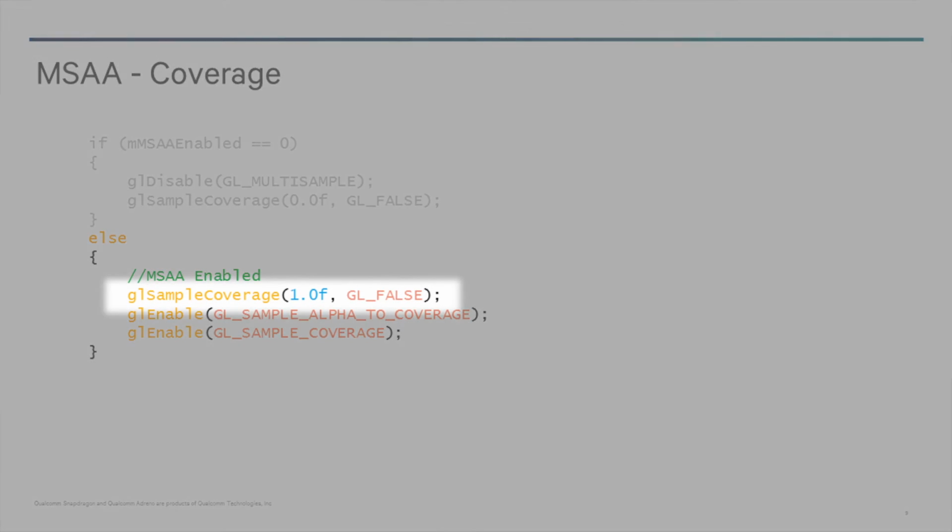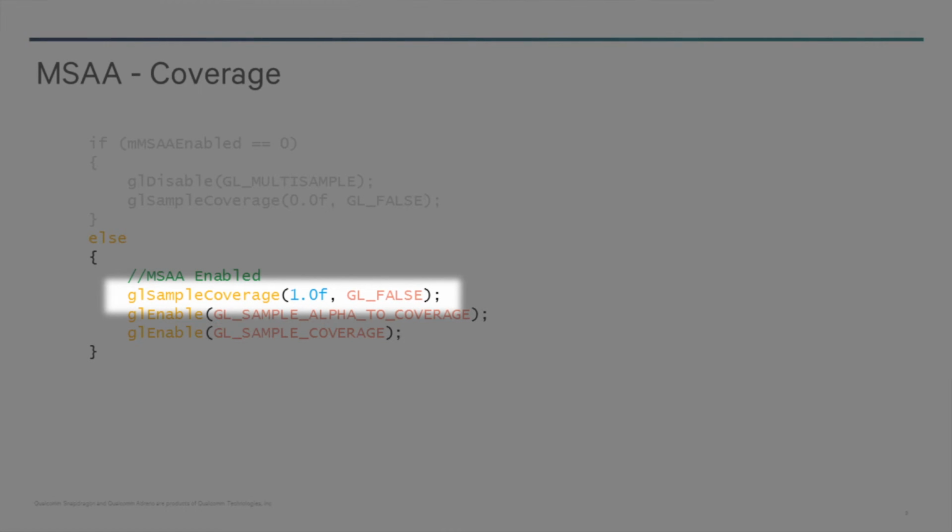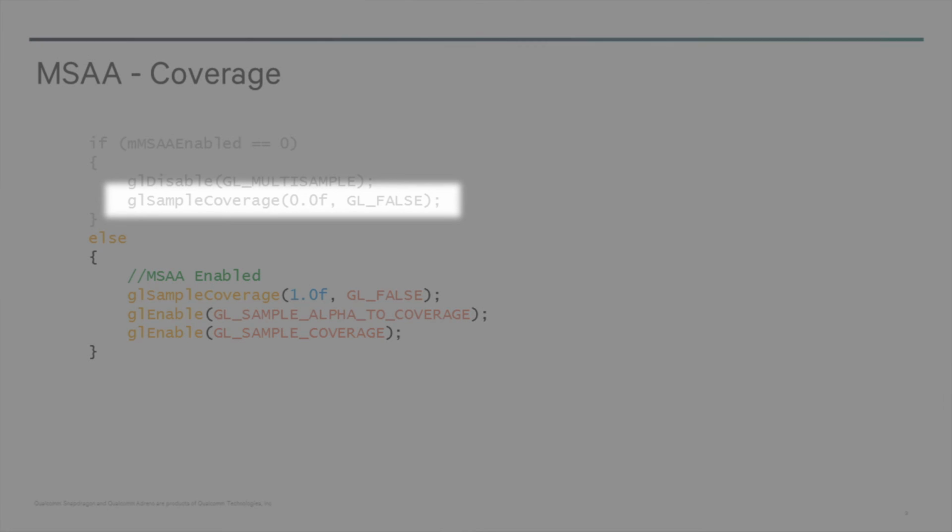GL sample coverage specifies the coverage of the modification mask. This value specifies how much of the fragment is covered, where 1.0 means the full fragment is covered. See the 4x MSAA example. And 0.0 means none of the fragment is covered.